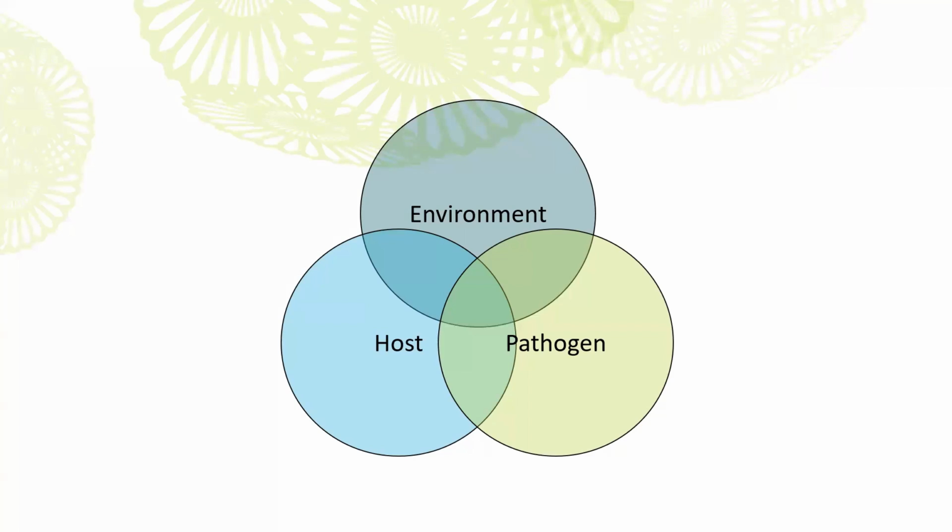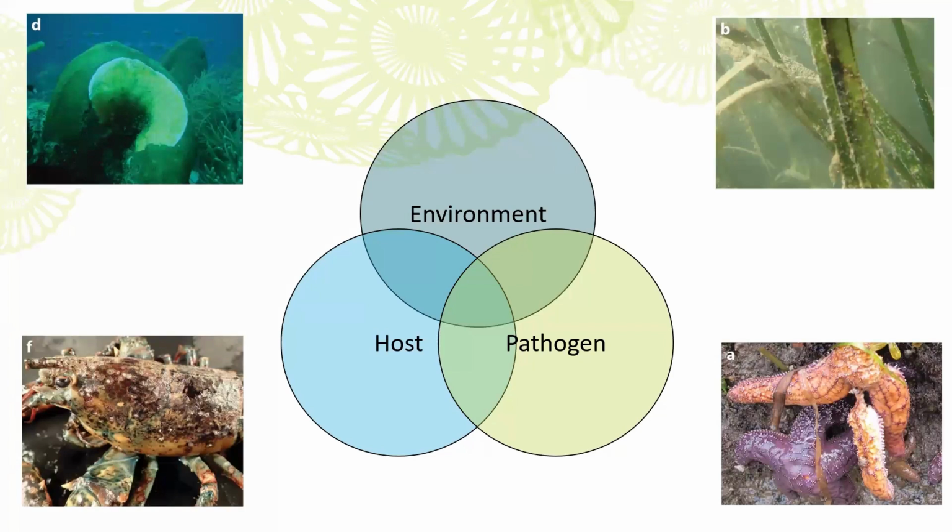And we're interested in a variety of environmental conditions. As you all know, there's many shifting environmental conditions in our oceans. When we have the right combination of host, pathogen, and environment, we get the emergence of disease. And these diseases can, in some cases, have pretty profound impacts on populations and communities. So I'm illustrating a few examples here.